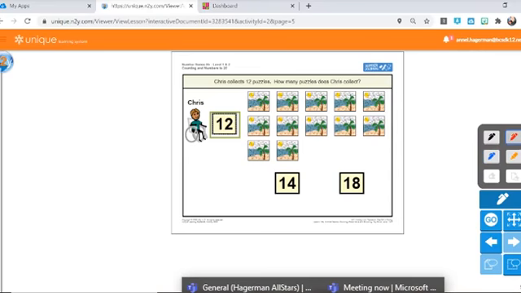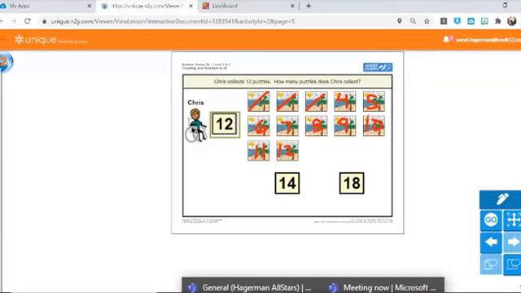Let's practice counting up to 12, because we can count numbers up to 20. So let's start. 1, 2, 3, 4, 5, 6, 7, 8, 9, 10, 11, 12. Good job. We counted up to 12 because he has 12.